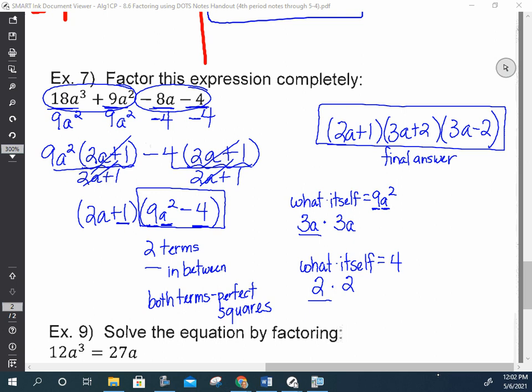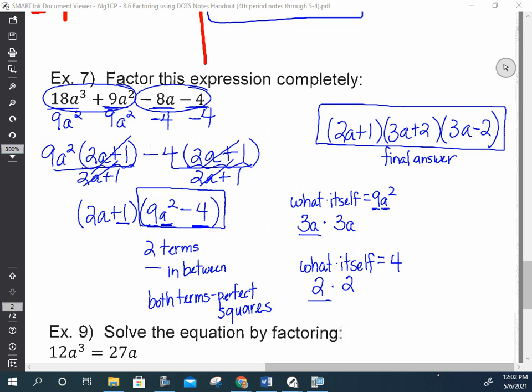Any questions with example number 7? Any questions at home or any questions in here? Again, if there's even the littlest part that you're stuck on, you got to say something. I cannot read your mind.